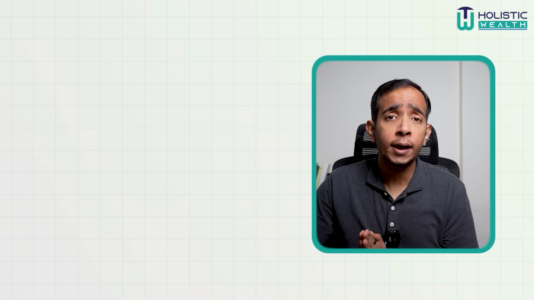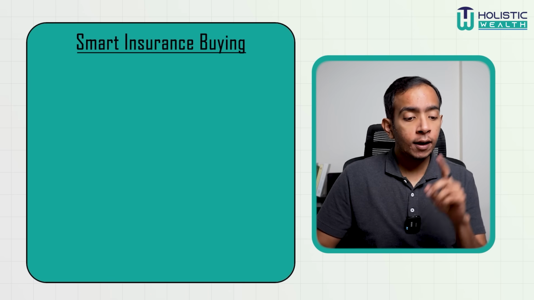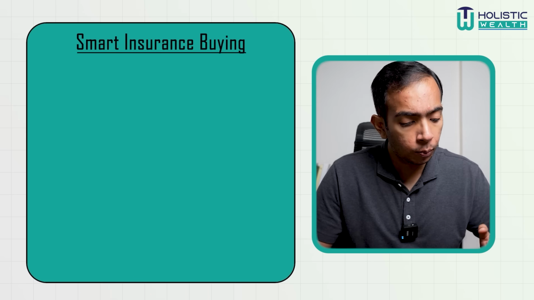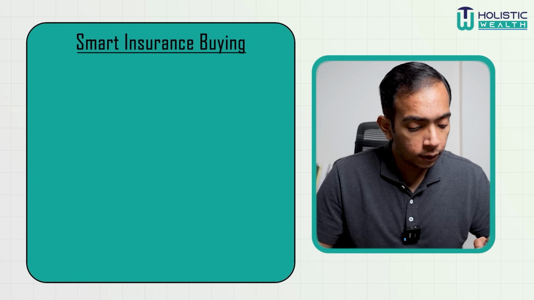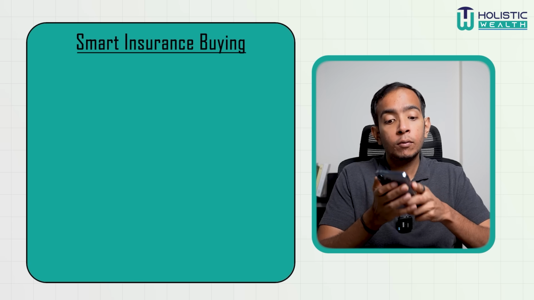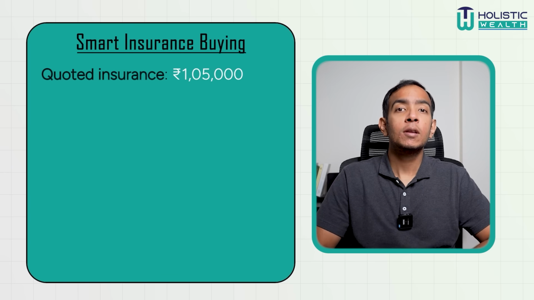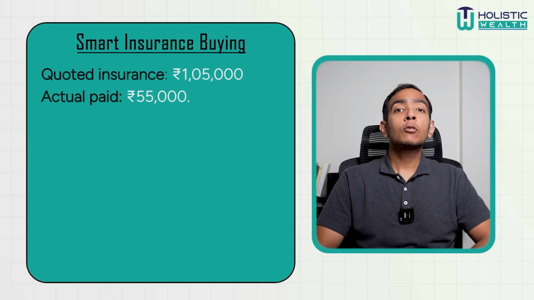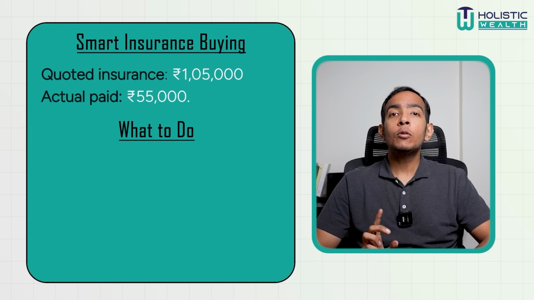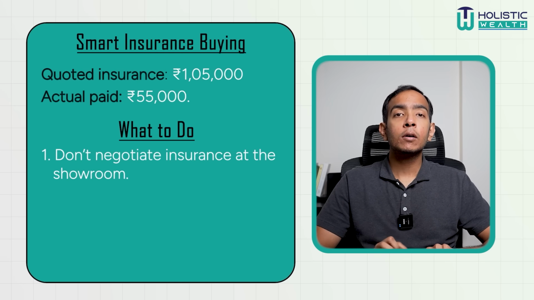The third important aspect of your car purchase is going to be your insurance bill. So guys, I'll tell you one thing, okay? When I went to buy the car, do you know what insurance cost I was given? On my car, the insurance cost I was given was 1,05,000 rupees. And do you know how much I paid for the insurance ultimately? 55,000 rupees. So guys, whenever you see the insurance price in the price list, don't even talk about any discount on the insurance.